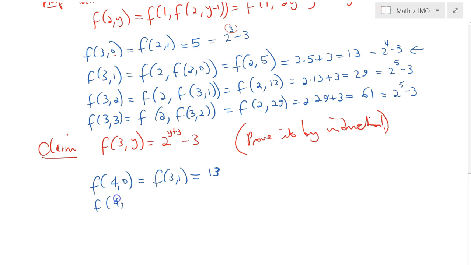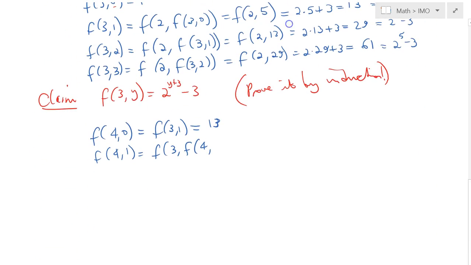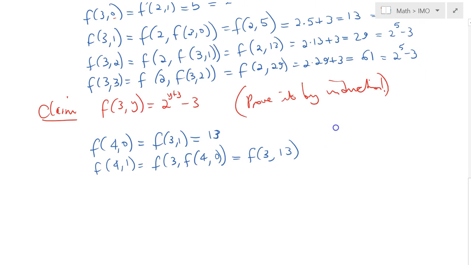f of 4 1, now we can use the third line, so that's just f of 3, f of 4 0, one less, yes. But this is just f of 3, and f of 4 0 in the previous step we got as 13. Now f of 3 13, if you remember the rule that I didn't even bother proving, if you just substitute 13 into this thing, it's 2 to the power 13 plus 3 minus 3, which is 2 to the power 16 minus 3. I won't even bother trying to calculate this result.